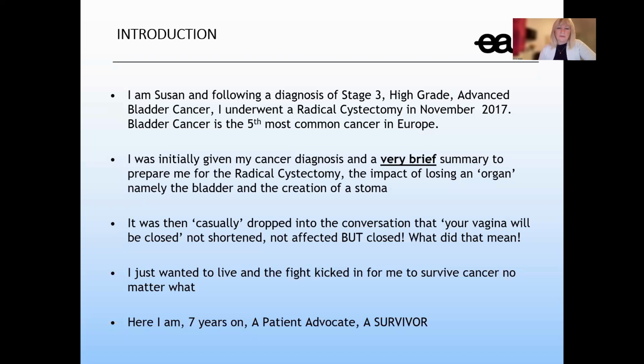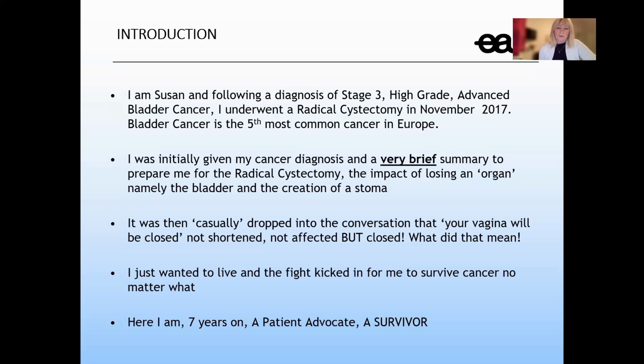And this was a bit of a shock, the impact of actually losing the organ, namely the bladder, and the creation of a stoma. So that was on day 1 when I met with my consultant. I understandably had a lot of questions. So on day 2, I made another appointment, and my son, who was in his mid-30s, came along with me to find out what was happening with his mum's cancer diagnosis.